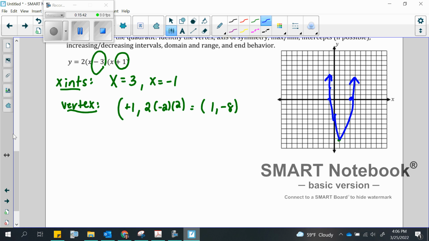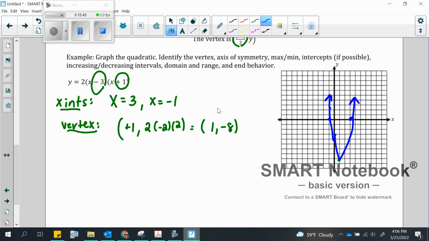There we go. Okay, I can also find other key features from here. So again, looking at this, finding the y-intercept. A good way to find a y-intercept if you don't do it from the graph is to plug in 0, because when we're finding a y-intercept, our x value is 0. So we get 2 times negative 3 times 1, which is negative 6. So that's my y-intercept way down here, which I passed. So I have my x-intercepts, my vertex, my axis of symmetry would just be x equals 1. It's the x value of my vertex.